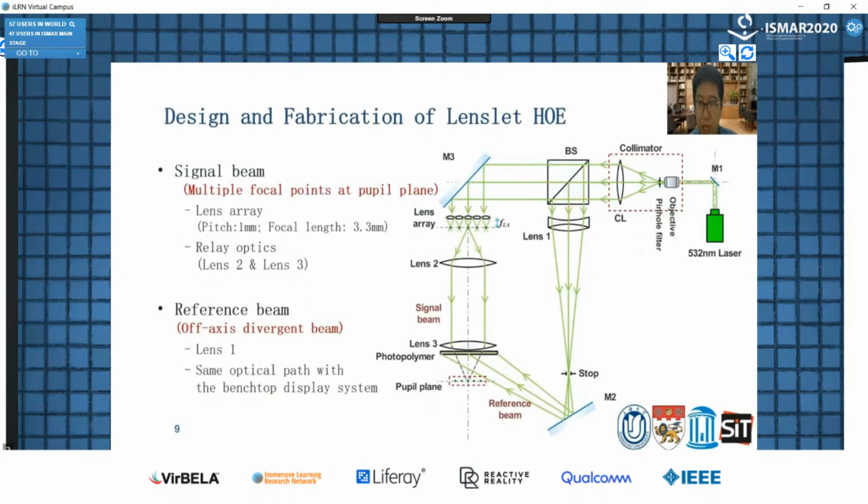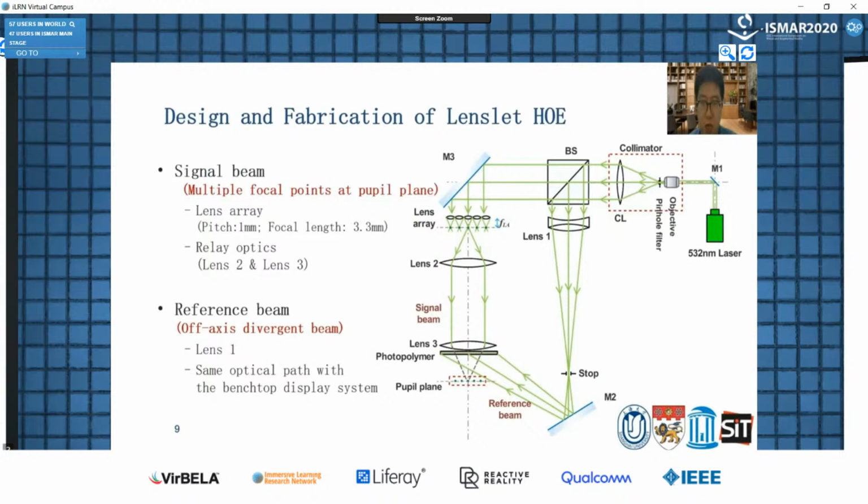The lens-array HOE is a key component for achieving an expanded eyebox. Our lens-array HOE allows off-axis projection beams to generate multiple focal points in the pupil plane, and thus extends the viewing range of the pupil without the need of any moving parts. Applying this concept, we designed a hologram recording setup to fabricate this HOE via interference, as shown in this figure.